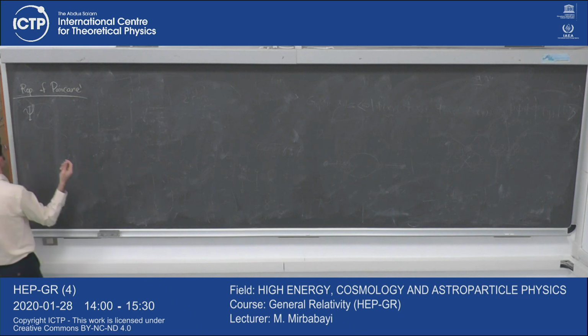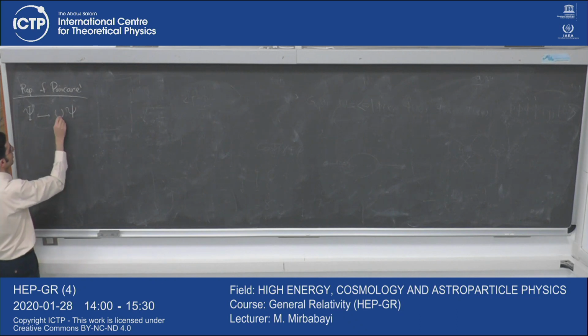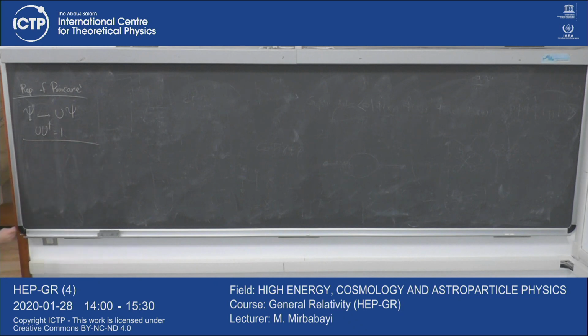So let's consider some simple example, which is the case of a spin in non-relativistic quantum mechanics. There we talk about rotations as a symmetry, and then we identify the unitary representations of the rotation group.